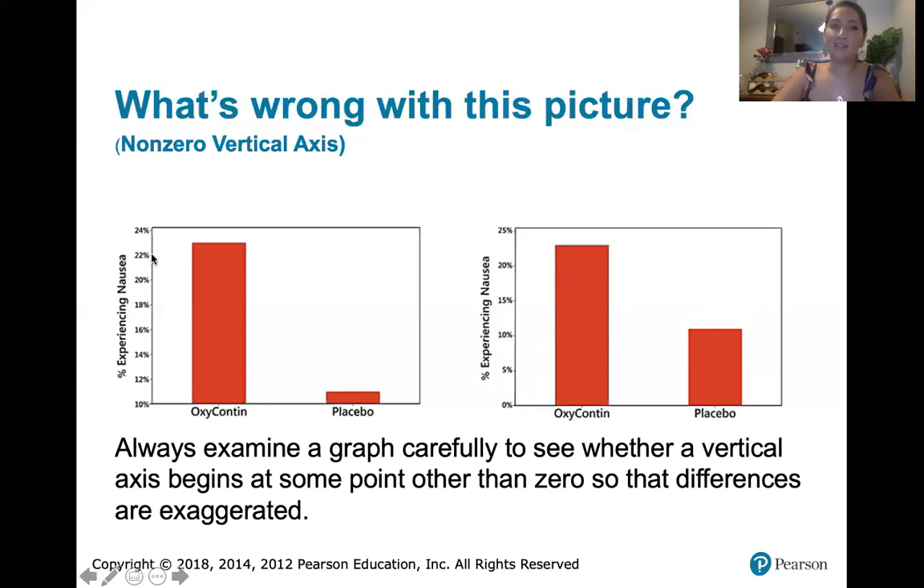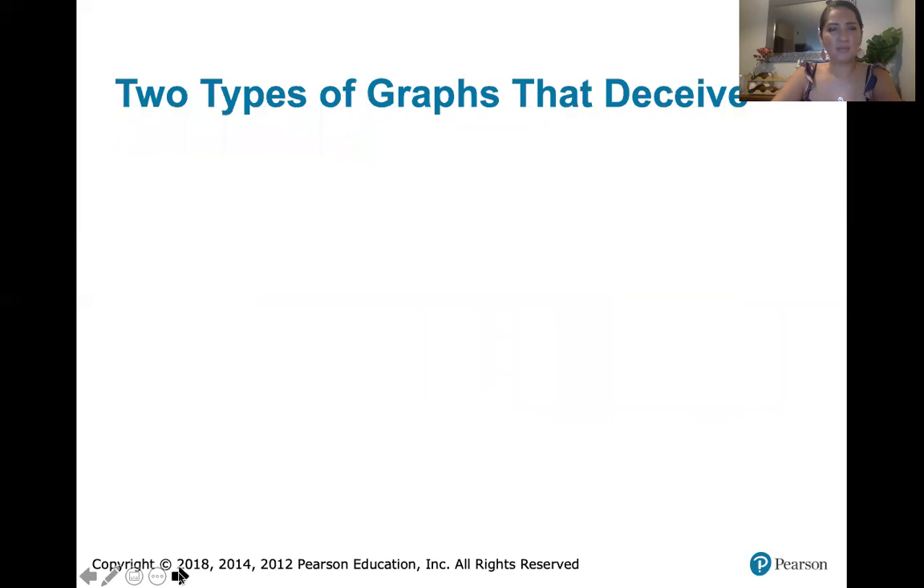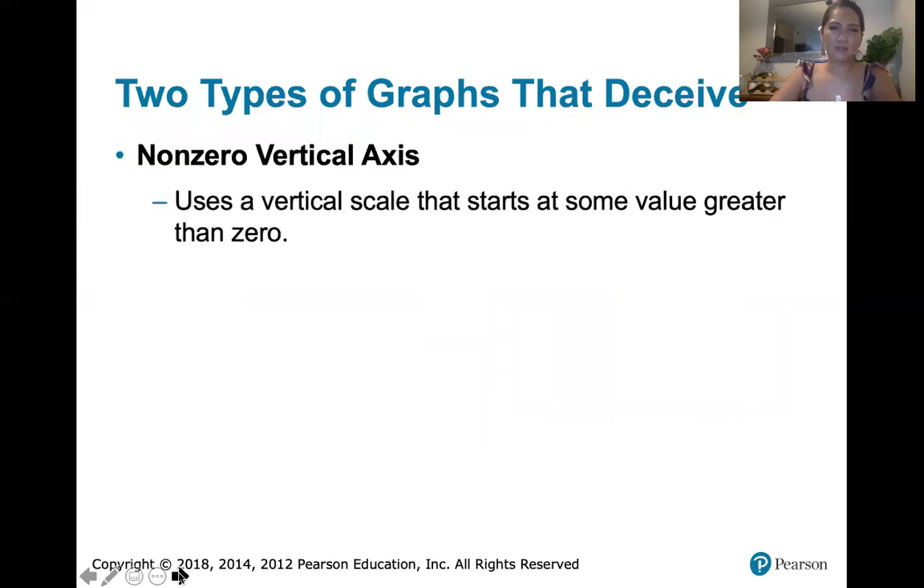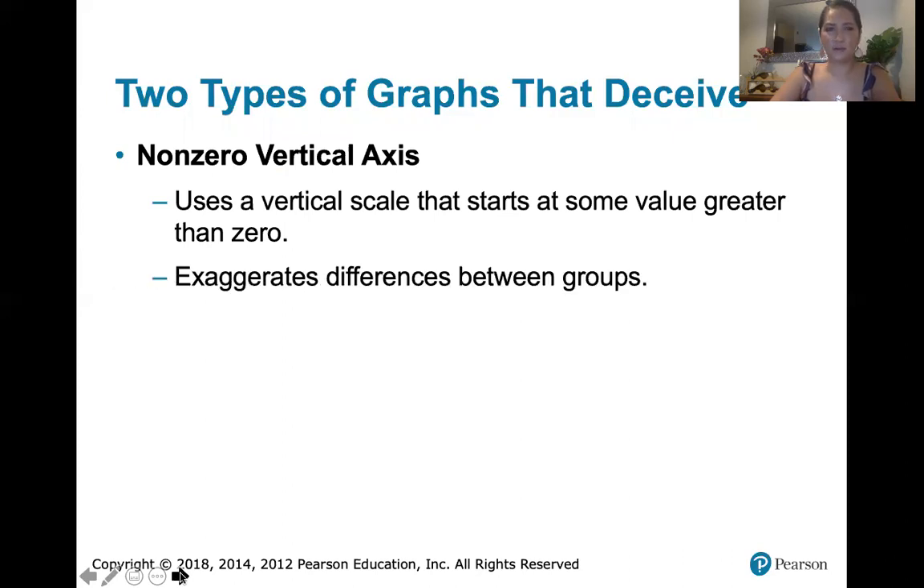Whereas this graph on the left makes it look like you get really sick, or you're much more likely to get really sick when taking OxyContin as opposed to the placebo. And while it is true that you are more likely to experience nausea when you're taking OxyContin than when you're taking the placebo, the difference here is very exaggerated. The graph on the right more clearly displays that difference. So the non-zero vertical axis is one of two ways that our graphs can be misleading. These use a vertical scale that starts at some number greater than 0, and it exaggerates the difference between groups.